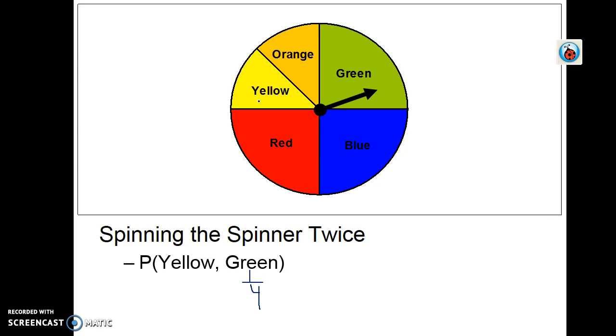Well, some people want to say 1/5, but you notice that there aren't 5 equal size spaces here. So even though there's 5 colors, they're not all equally likely. The yellow takes up half of what the green does. So I would have to divide this spinner up into equal size pieces. So now I see that there's actually 8 sections in this spinner, and 1 out of 8 of them are yellow. So then what's the probability that I'm going to land on yellow first and green second? It's 1 out of 32.